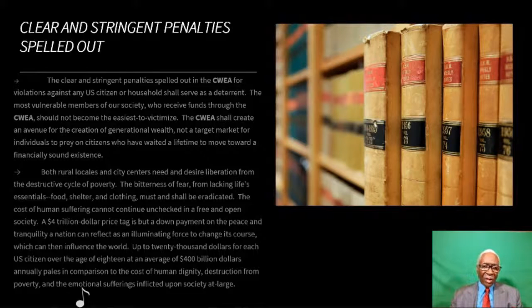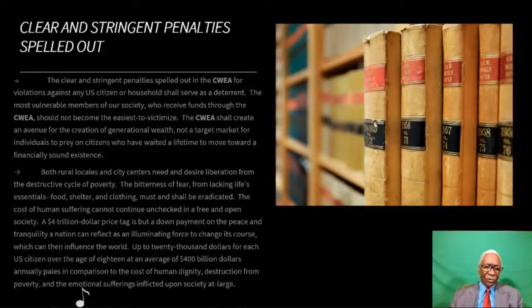Both rural locales and city centers need and desire liberation from the destructive cycle of poverty. The bitterness of fear from lacking life essentials, food, shelter, and clothing must and shall be eradicated. The cost of human suffering cannot continue unchecked in a free and open society.